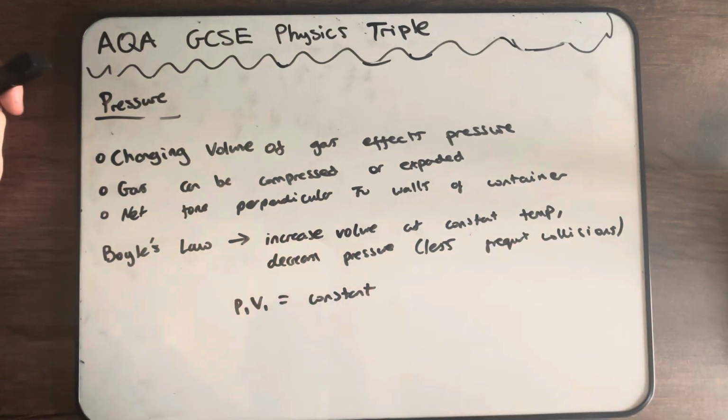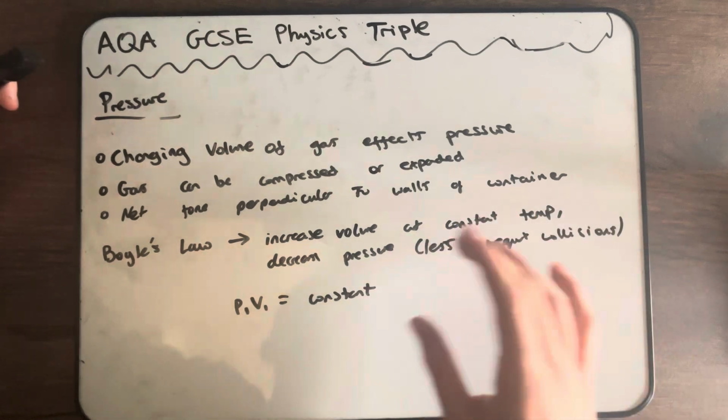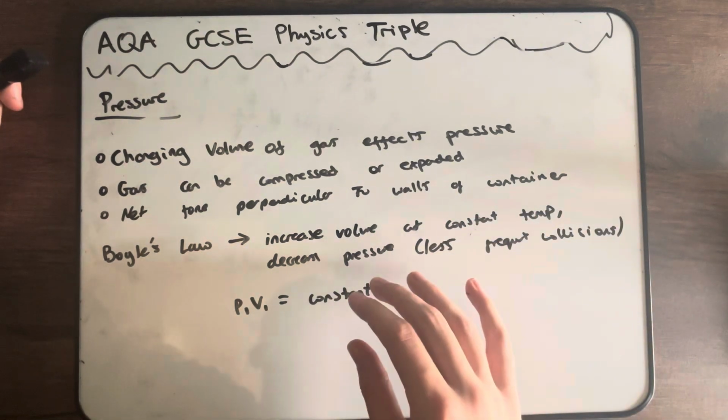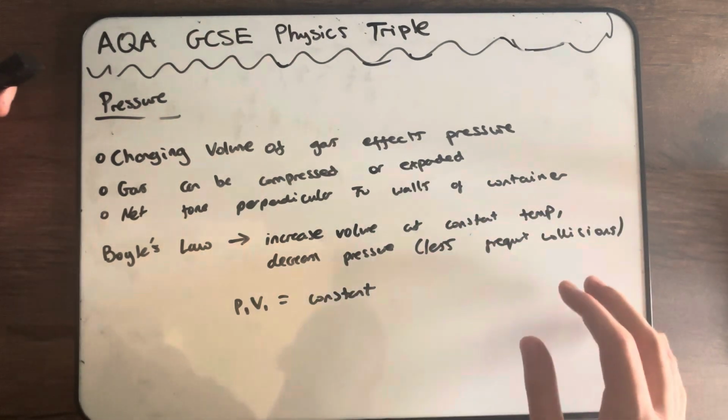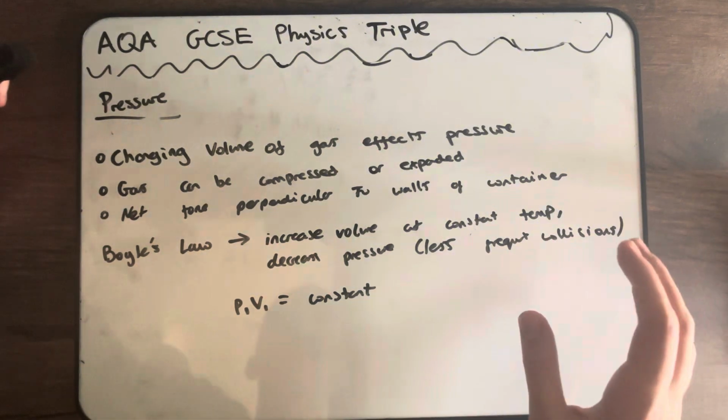Boyle's law, this is something you need to know. If you increase the volume of the gas at a constant temperature, the pressure will decrease, and that's because there's less frequent collisions between the molecules and the wall. They'll collide less, so there's less pressure.